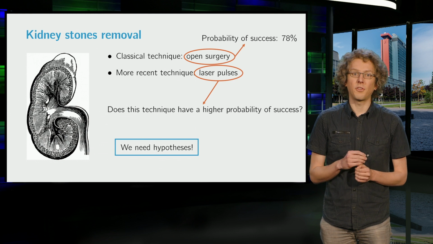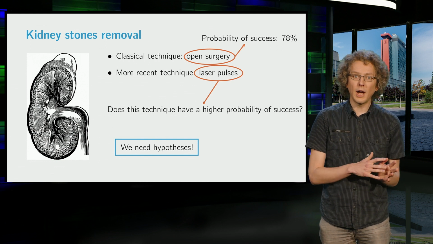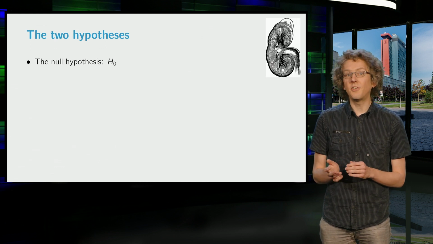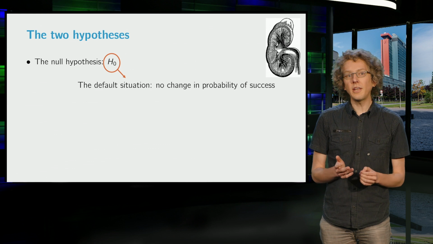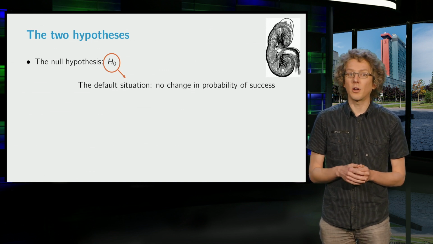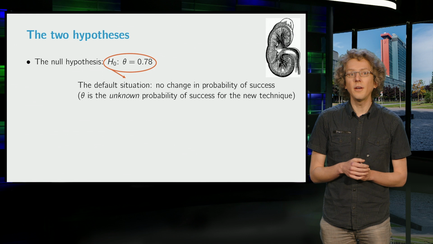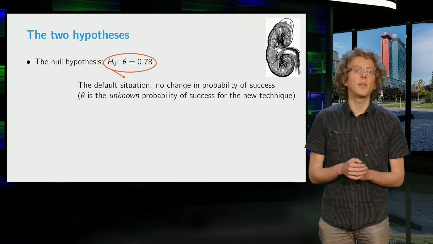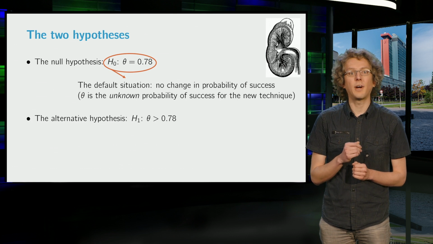We introduce two hypotheses, each representing one of the two beliefs. The first one is called the null hypothesis, H0. It states that the new technique has the same probability of success as the old one. You can interpret this as being the default situation, where there is no difference between the two techniques. Hence, our null hypothesis becomes theta equals 0.78, where we define the unknown theta to be the probability of success using the new technique. We would like to show that theta is greater than this value. This will become our alternative hypothesis, H1.